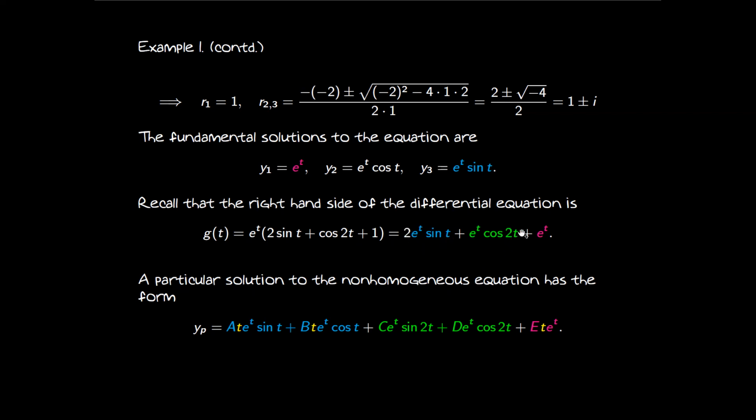For the second term, because this one is not contained in the fundamental solutions, you simply use sine and cosine. So you get e to the t times sine 2t and e to the t times cosine 2t. We use these two terms to deal with this. Finally, for the last term, because this one, once again, is contained in the fundamental solutions, we have to use an extra t. So the particular solution has to be in this form.